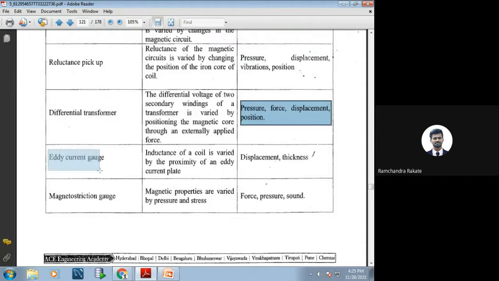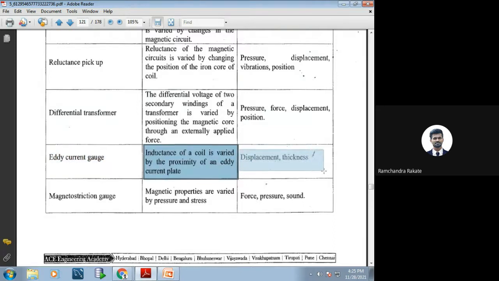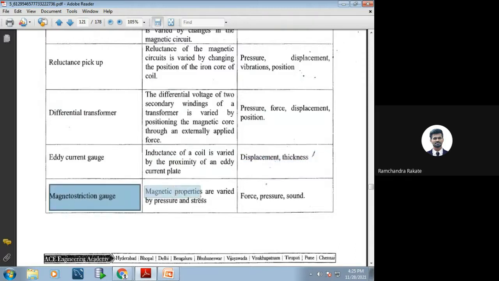Then we have the eddy current gauge. In the eddy current gauge, inductance of a coil is varied by the proximity of an eddy current plate, displacement or thickness. Then the magnetostriction gauge. In magnetostriction, the magnetic properties are varied by the pressure and stress, force, pressure and sound.